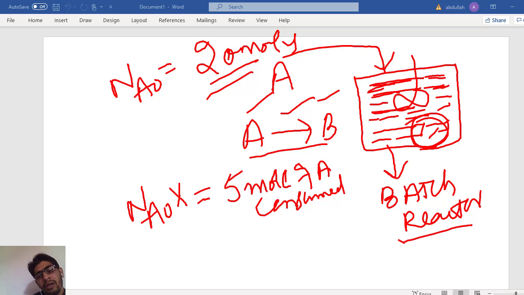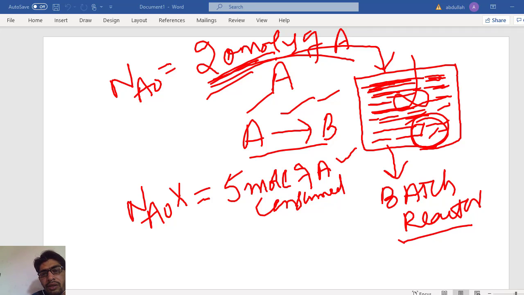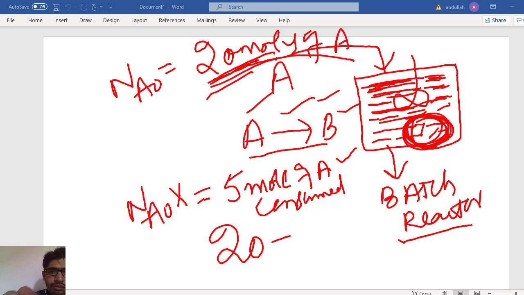At the start we put 20 mole of reactant A into this reactor. During the reaction, 5 mole of A was consumed and converted into product B. So now what will be the mole of A present after the reaction in this reactor? It will be simply 20, which was initial, minus the consumed 5. 20 was entered into the reactor at the start, and 5 was consumed during the reaction.